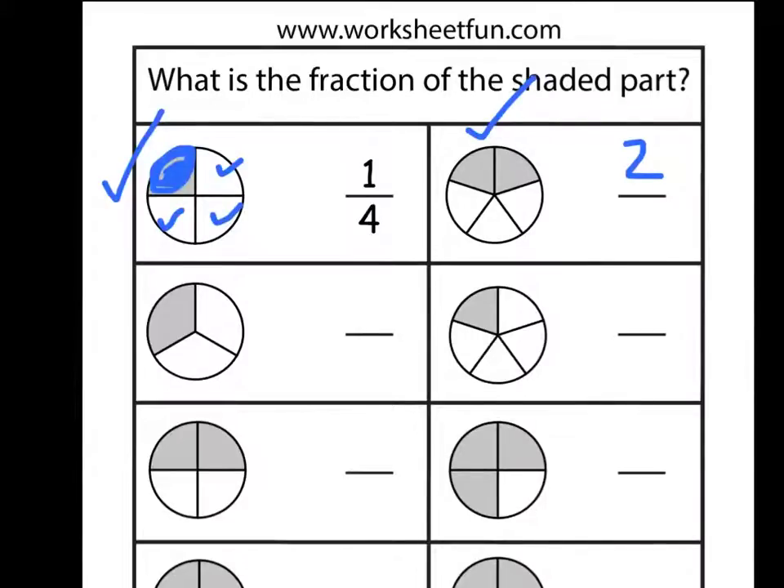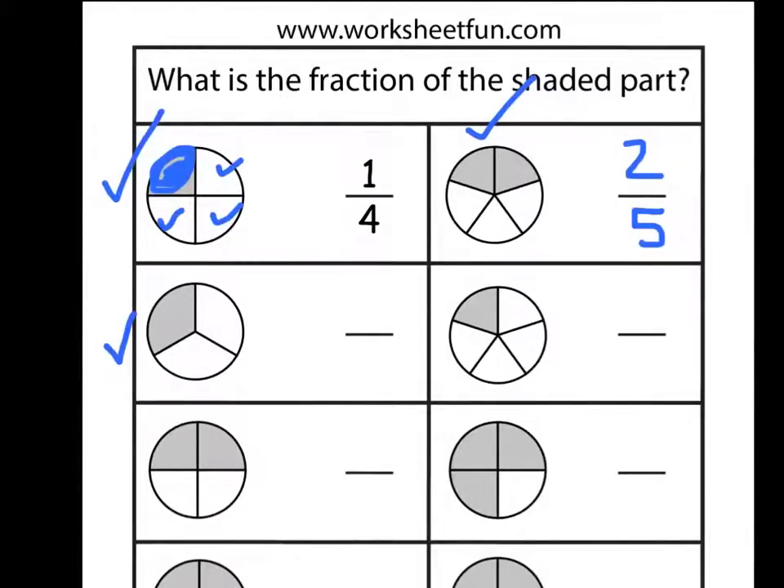Now, the number that's going to go on the bottom is going to be the number of how many parts there are in all. And that would be a 5. There are 2 gray parts out of 5 parts in all. The way that we say that fraction is 2/5. Okay, let's come down here and look at the next one.